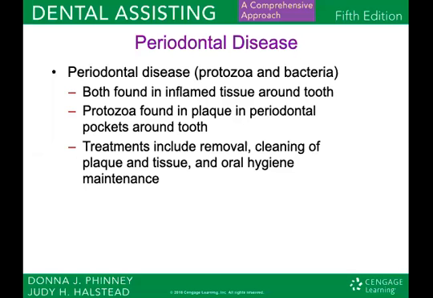Periodontal disease is caused by a combination of protozoa and bacteria. They are both found in inflamed tissue and around the tooth. Protozoa is found in plaque and periodontal pockets around the tooth, and treatments include mechanical removal, which means cleaning of the plaque and tissue, and oral hygiene maintenance.